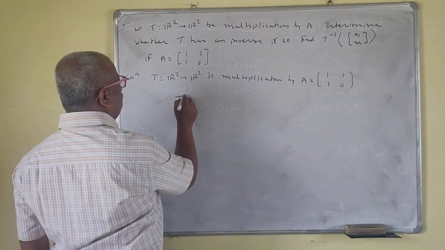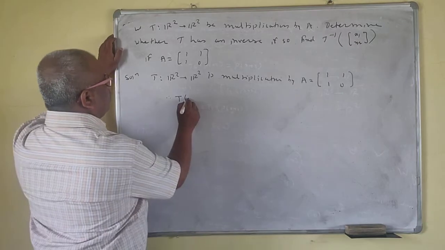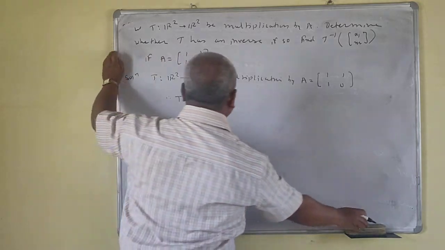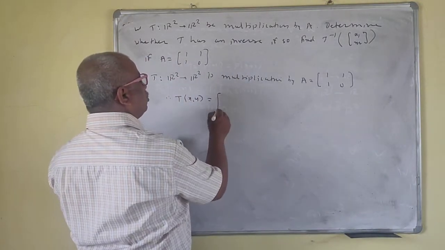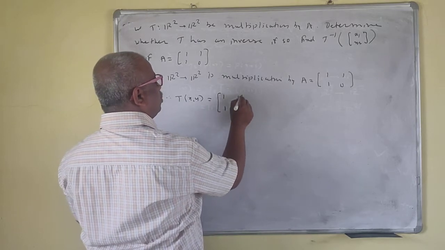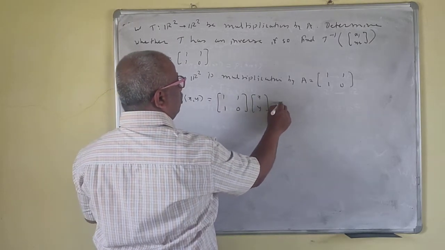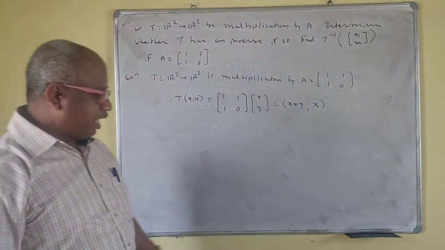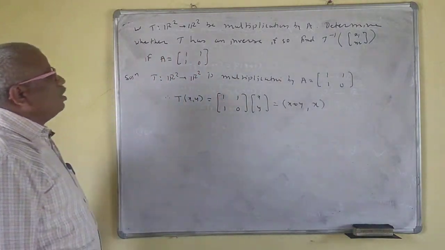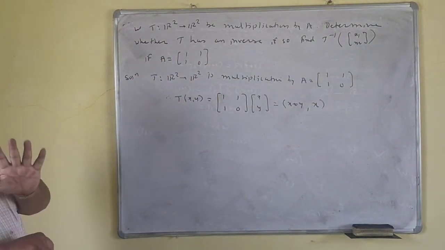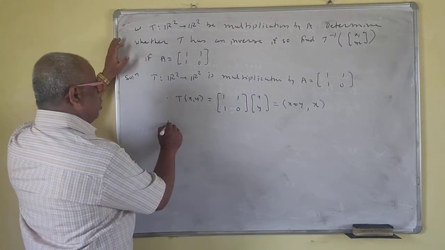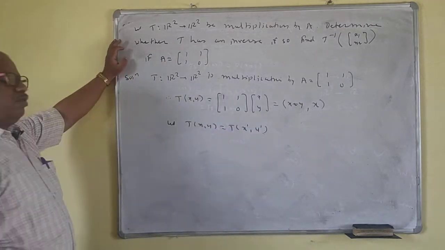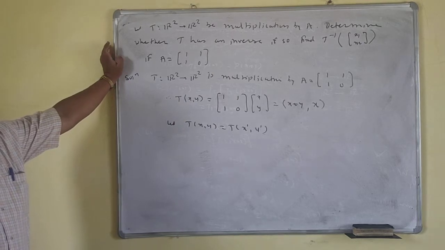So therefore T of (x, y) is equal to A times (x, y), which is [1 1; 1 0] times (x, y). So this is equal to (x plus y, x). Okay, so now we want to judge whether it has an inverse or not. Let T of (x, y) be equal to T of (x', y'). If x is the same as x' and y is the same as y', then we are done.